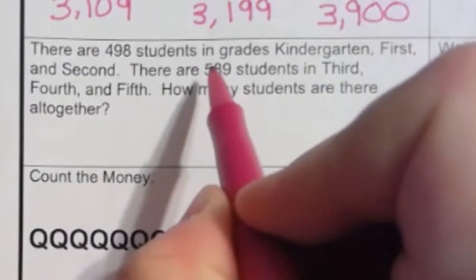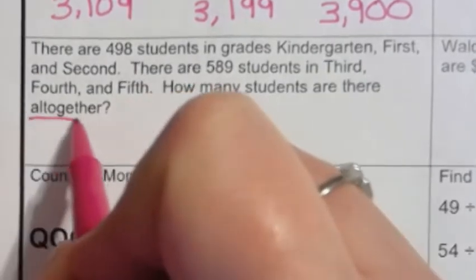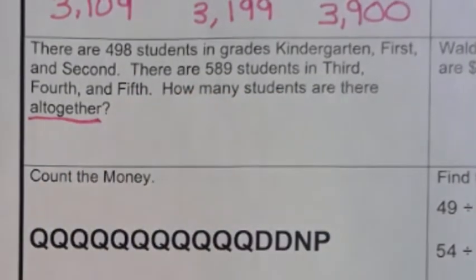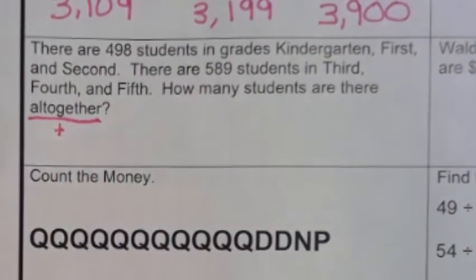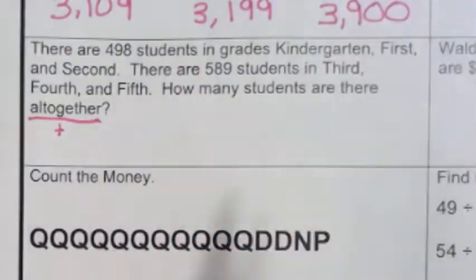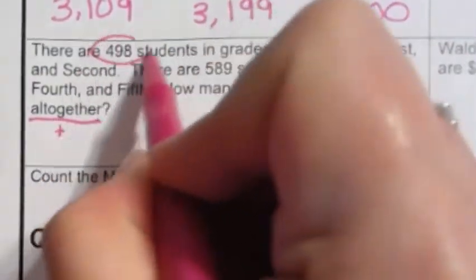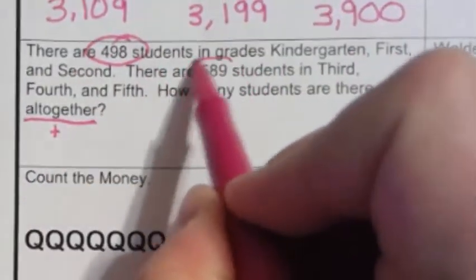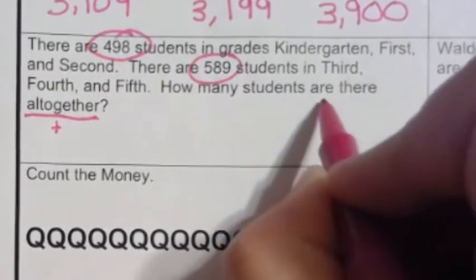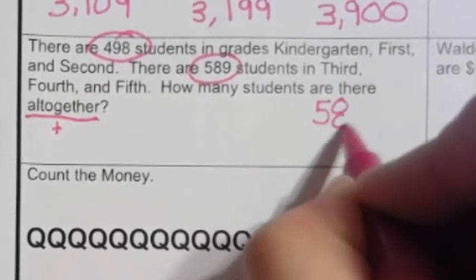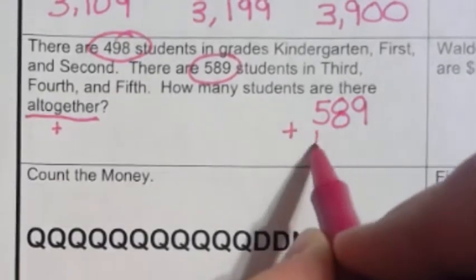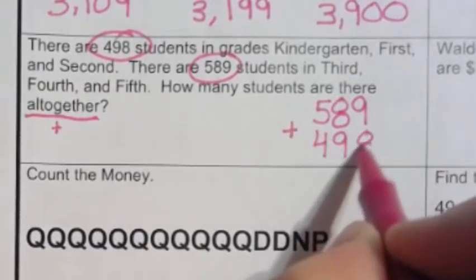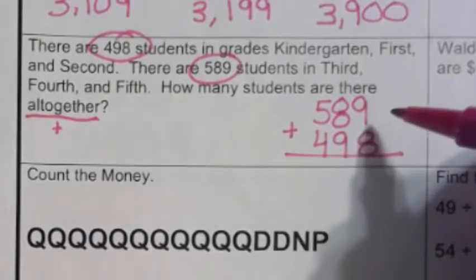Well, I see the word altogether. Altogether means add. So I know I'm going to be adding those two numbers. What numbers did you find, Miss Powell? 498 and 589. Let's line those up. We always put the bigger number on top. 589 plus 498.